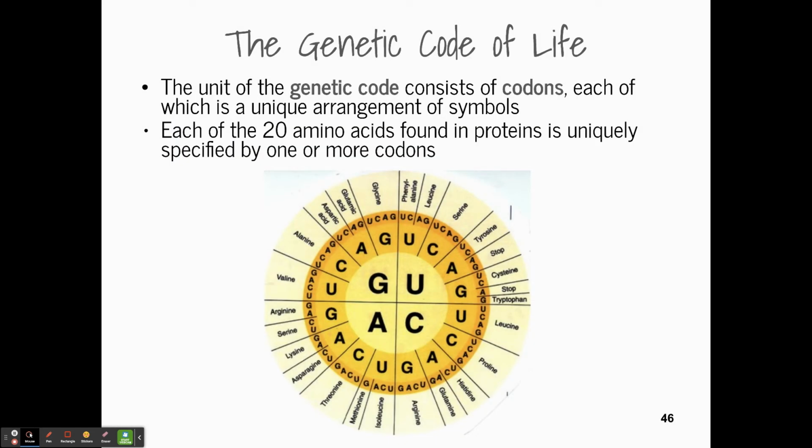Okay, the genetic code of life. The unit of the genetic code consists of what is known as codons, and each of which is a unique arrangement of symbols. So there are 20 amino acids found in proteins, which is uniquely specified by one or more codons. This here is our codon chart, and this here is going to help us identify the amino acids based on the mRNA sequence.